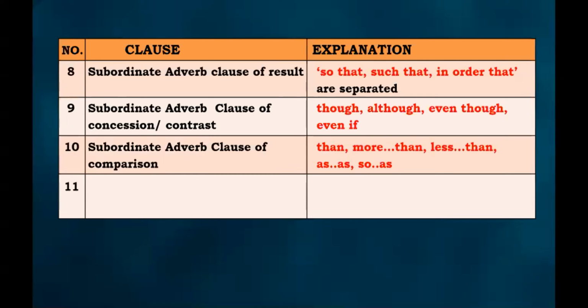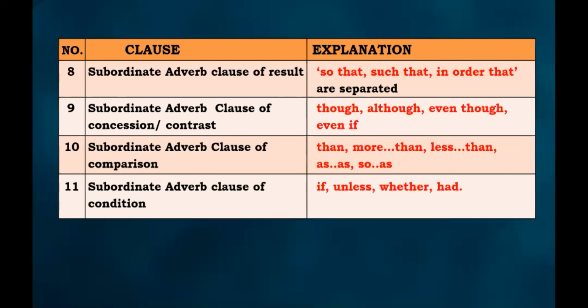The last one: subordinate adverb clause of condition. Now, condition is very easy. If, unless, whether, or had. Now, had is not usually used, so it's going to be if and unless. Yes, so there's a condition. I will give you a mobile phone if you pass this examination. Clear with this?